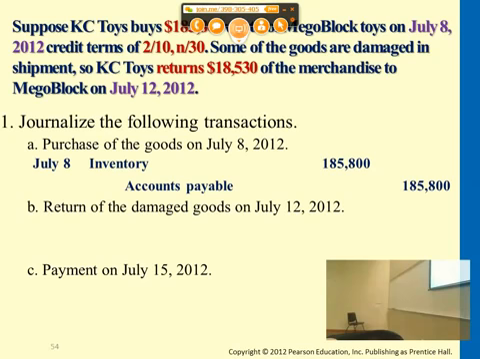So if that's the case here, in terms of returning the goods, if you're the company that earlier purchased the goods and now you're returning it back, how would this affect your inventory account? Would it be increase or decrease? Decrease, because you're returning it. Definitely you know that inventory will be the account being reduced. So what's the other side?